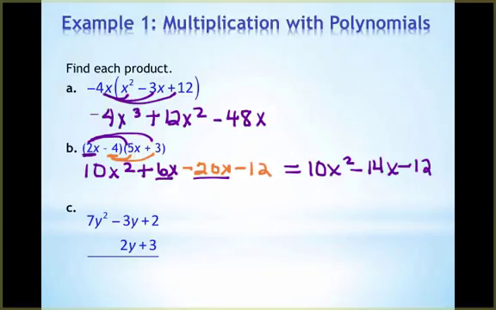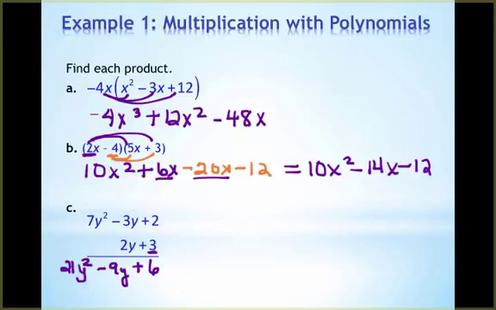In the next problem, we're going to multiply vertically instead of horizontally. So we do this like we learned how to multiply back in elementary school. We're going to take 3 times everything in the top. So I'm going to do 3 times 2 is 6. 3 times negative 3y would be negative 9y. And then 3 times 7y squared would be 21y squared.